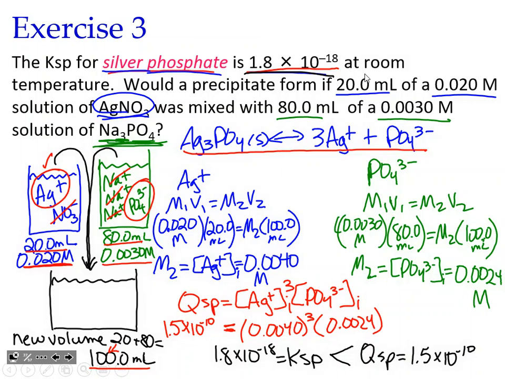Following the direction of the arrow, that is a yes. Exactly right. Remember, this direction means the solid is going to form. Yes, precipitation occurs. Now, if it was reversed, where the Ksp was larger than the Qsp, then you could still dissolve more. It would be in an unsaturated state.